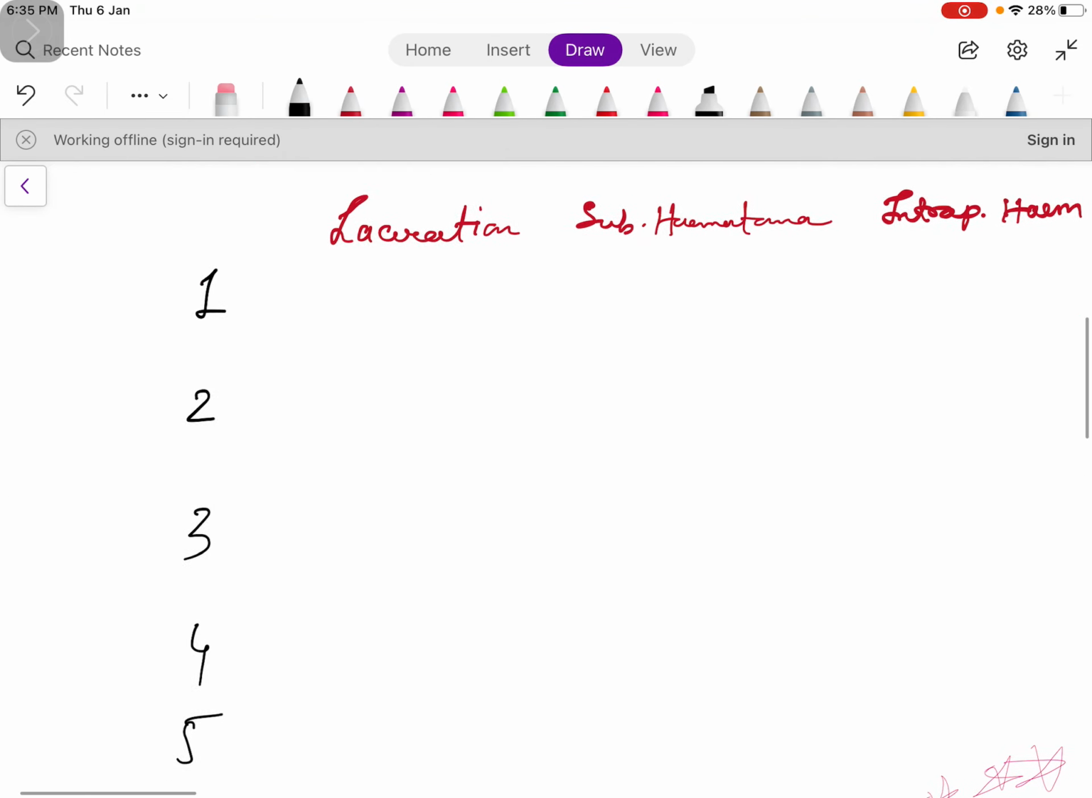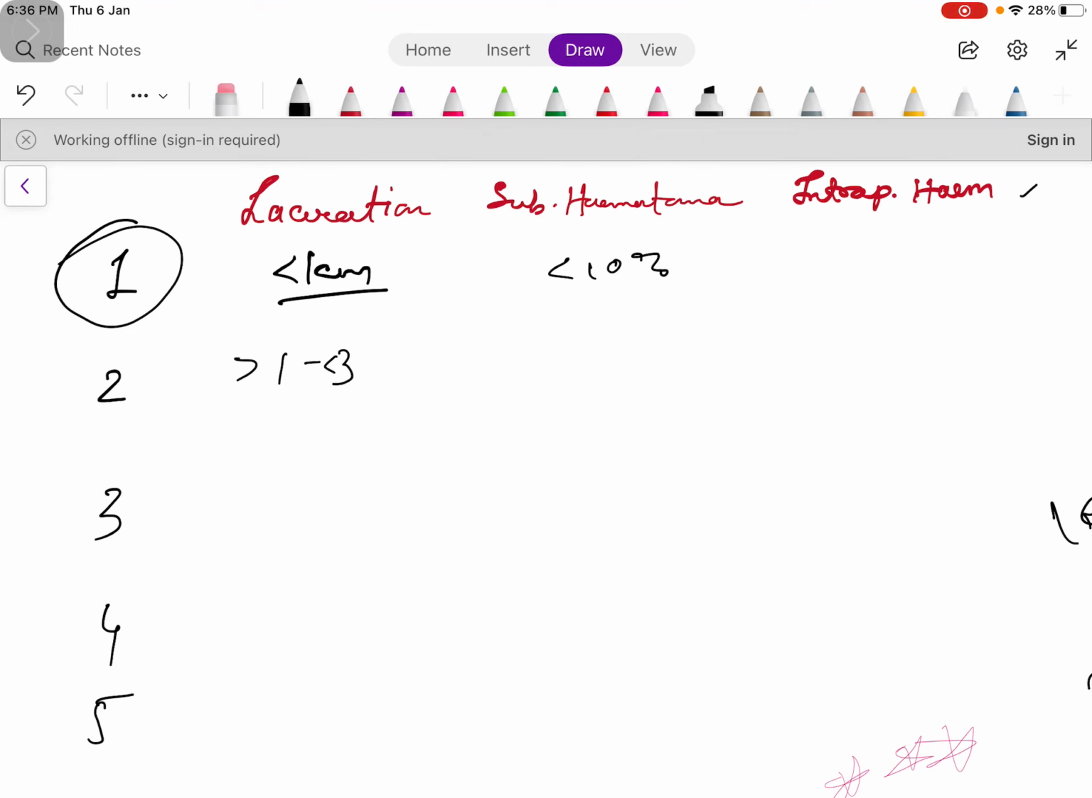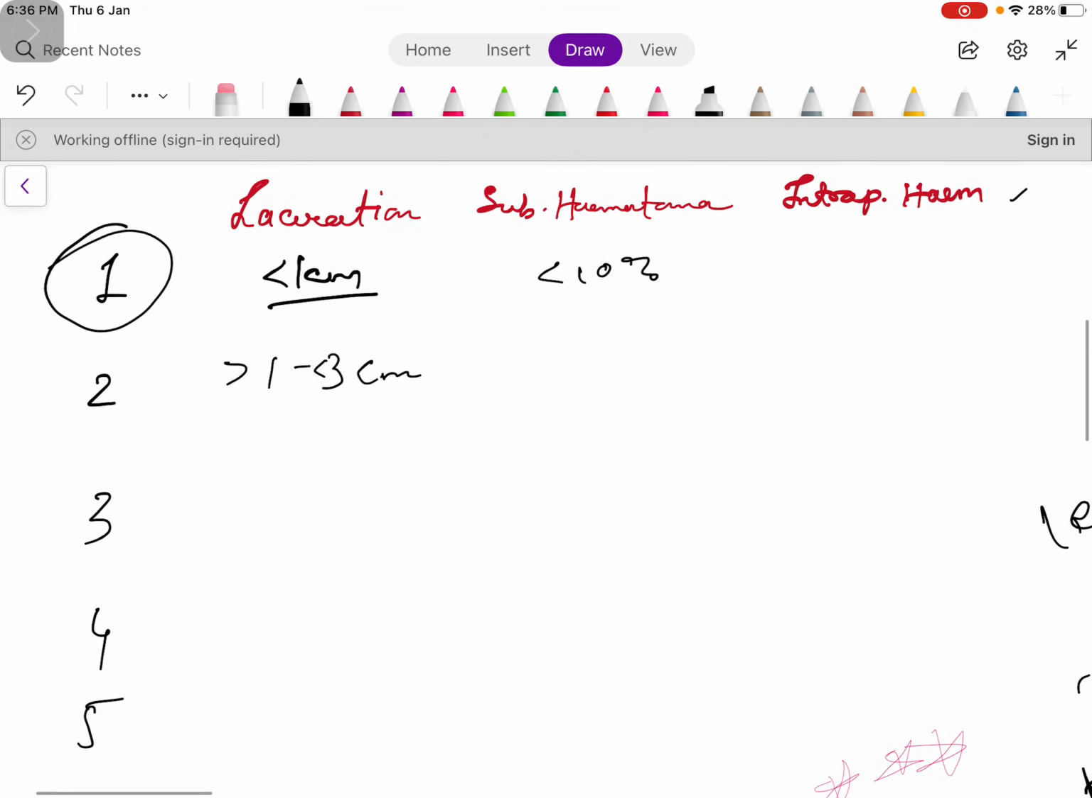Now there are various gradings depending on the laceration or subcapsular hematoma and intraparenchymal hemorrhage. There are 5 grades. If the spleen laceration is less than 1 centimeter and the hematoma is less than 10%, we call it grade 1. If the laceration is more than 1 centimeter but less than 3 centimeters, and the hematoma involves more than 10% but less than 50%, we call it grade 2.